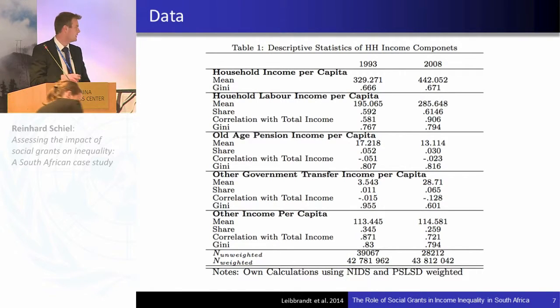There are a couple of things to point out from the descriptive statistics, which give us some insight into the situation. One is the large share that labour income contributes to the total share of household income, roughly across the period. Within both periods, labour income makes up the vast majority of income of a household, roughly 60%. However, within labour income, there's quite large inequality in both periods. The expansion of the social grant system can be easily seen here when we look at the change in average other government transfers from 3 to 28, which captures the massive expansion in the child support grant over the period. What we can also see is that the two government transfers have negative correlations with total income, which hints at the means-tested nature of the grants in South Africa.